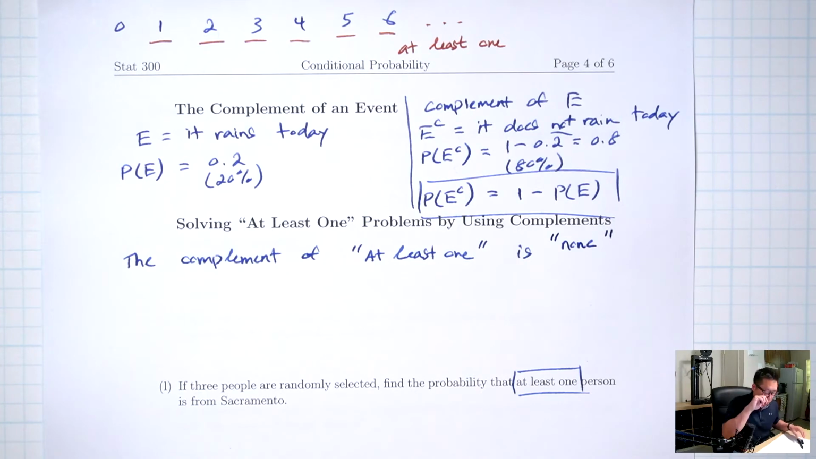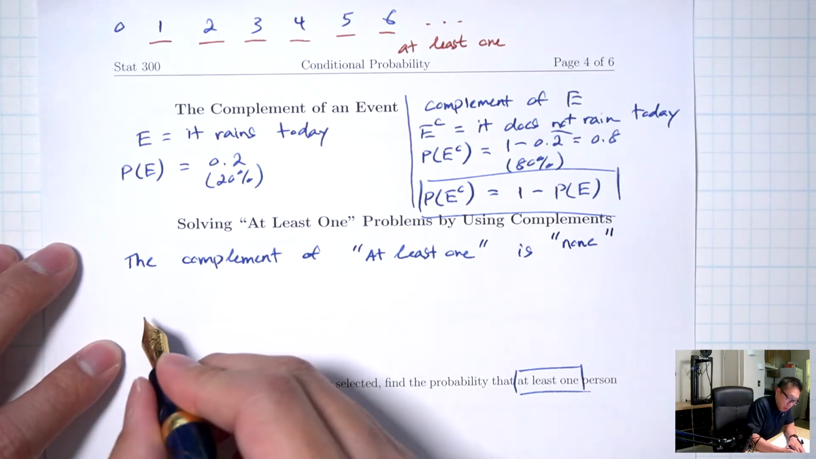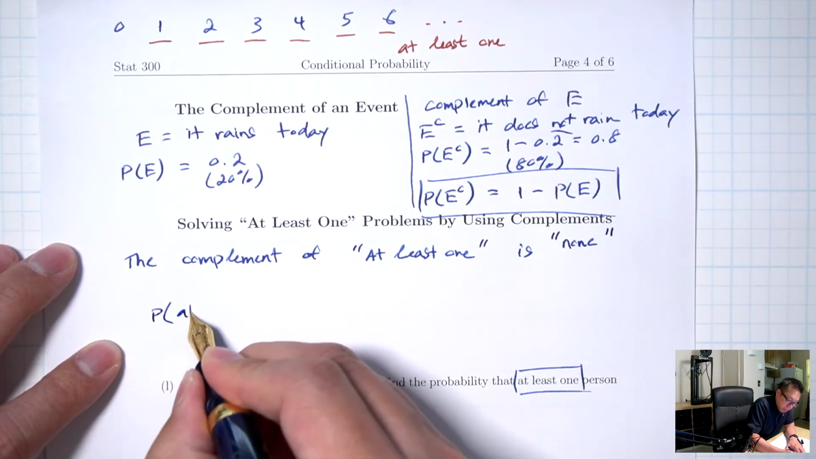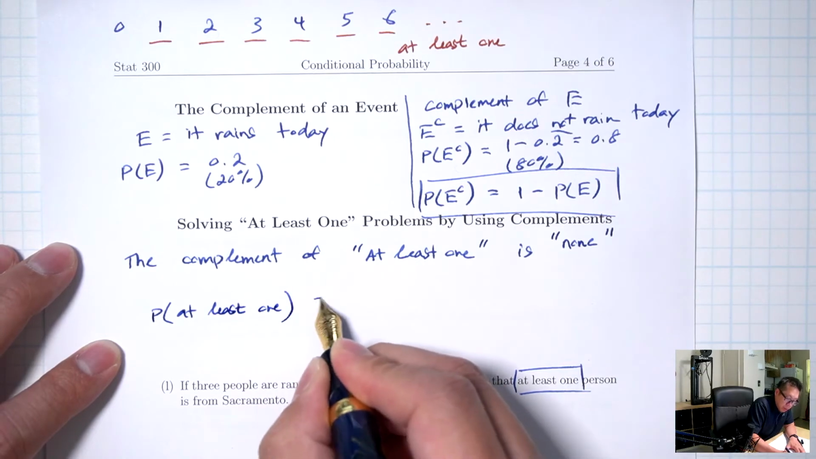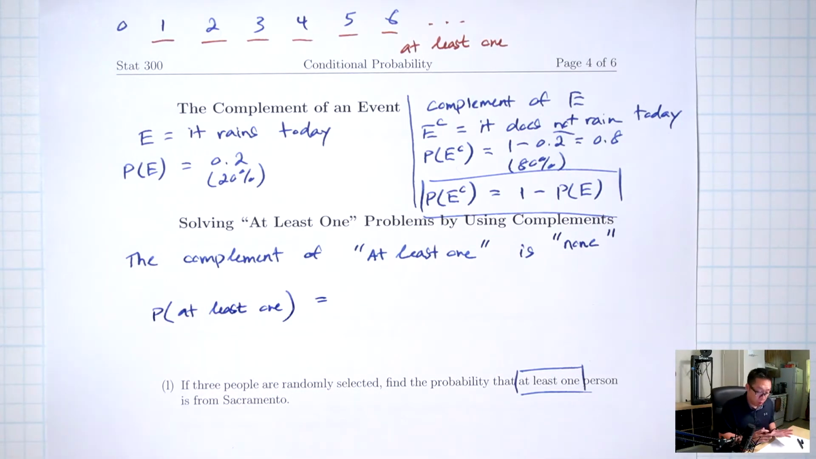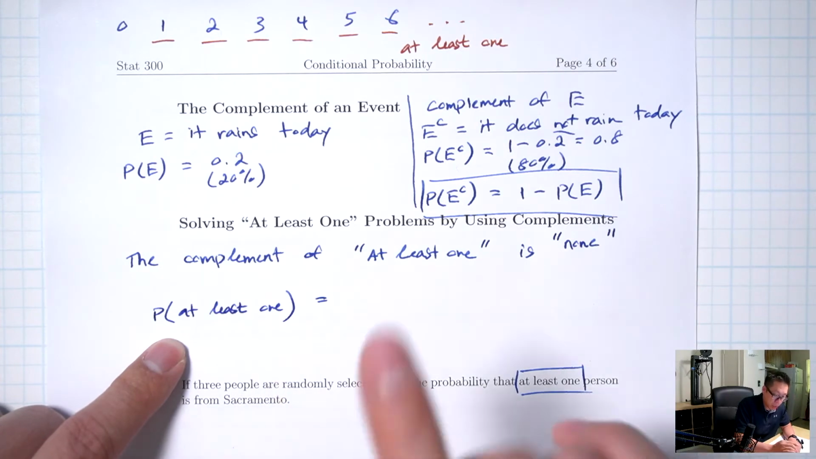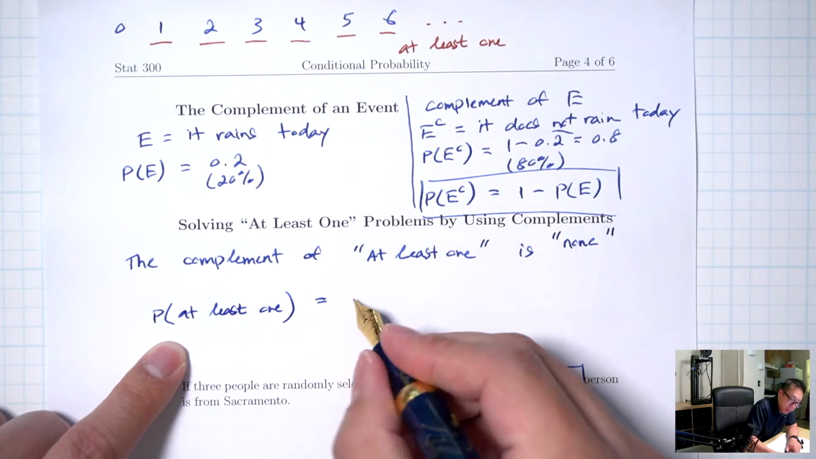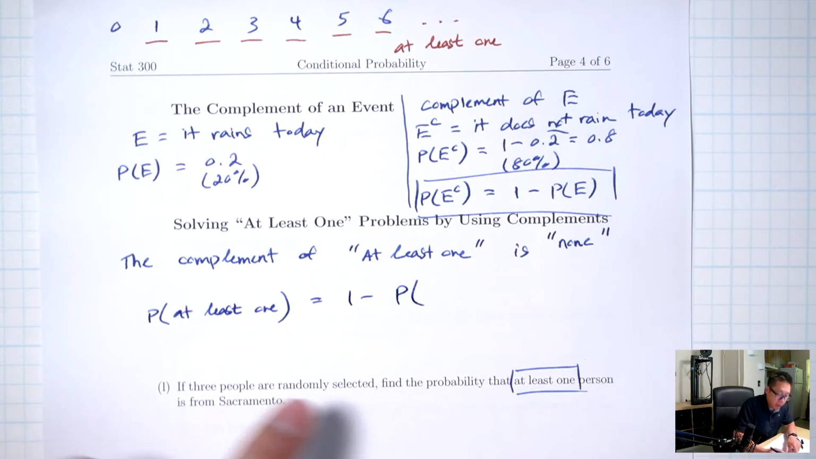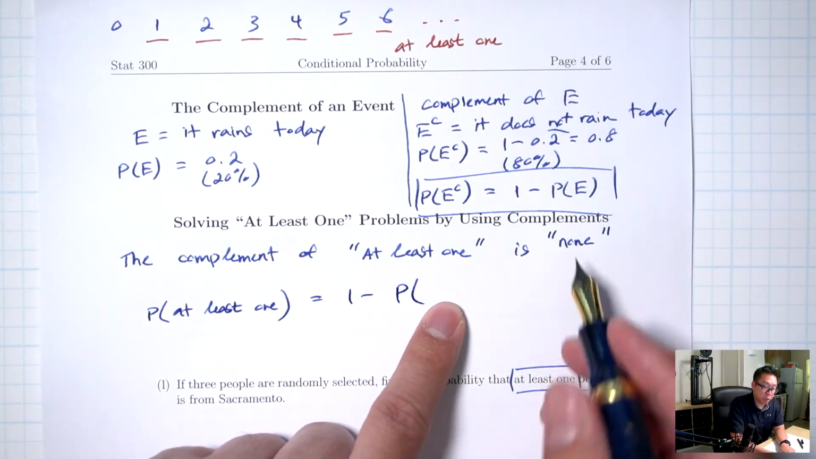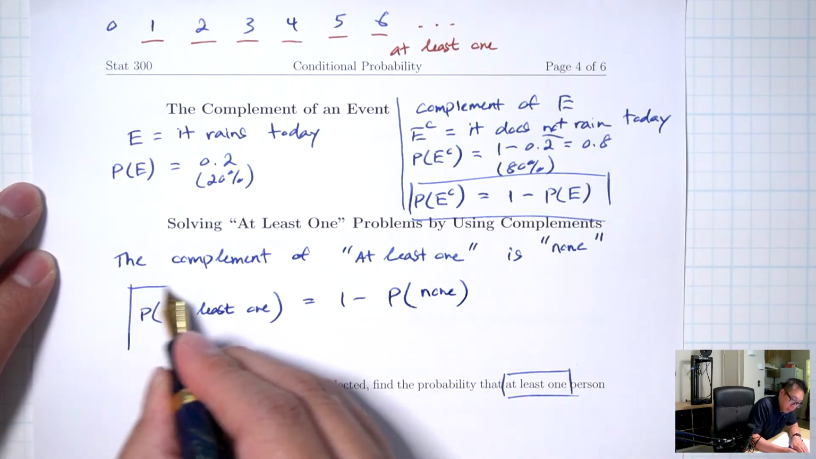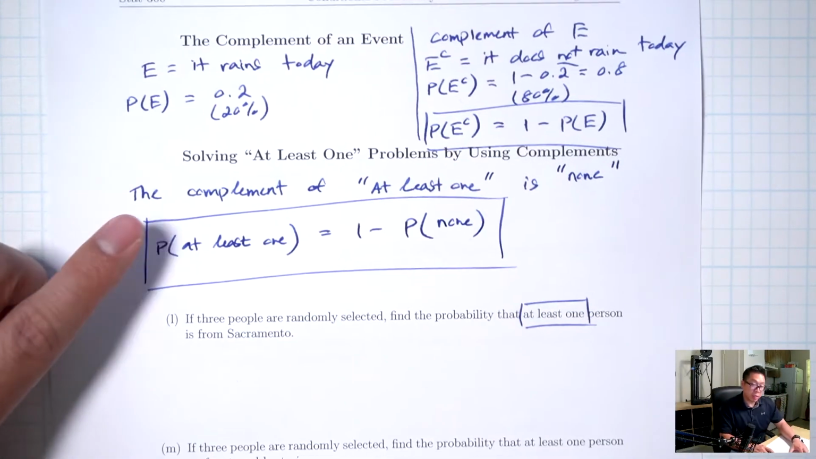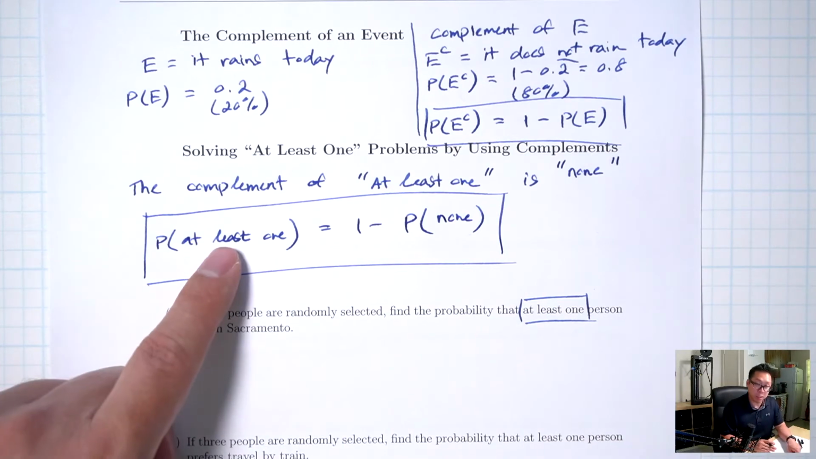All right, so now we're ready to write down the main idea. So the main idea here is that to find the probability of at least 1, we're not going to do it directly because that's hard. So instead of finding the probability of at least 1, I'm going to do 1 minus the probability of the complement, which is none. And this is the idea we're going to use on any problem that says at least 1.